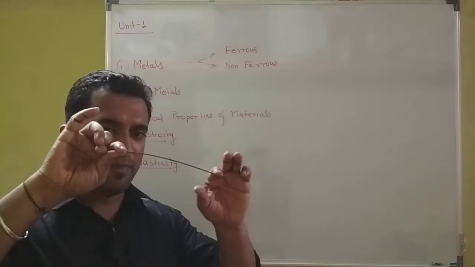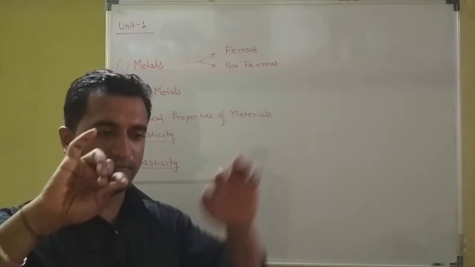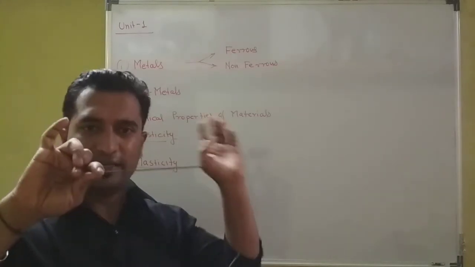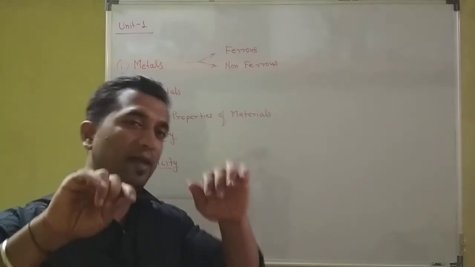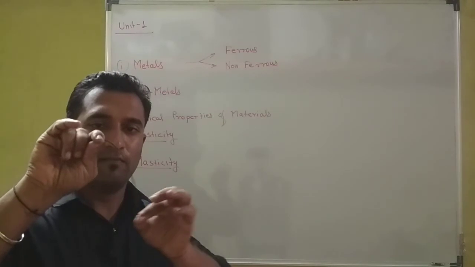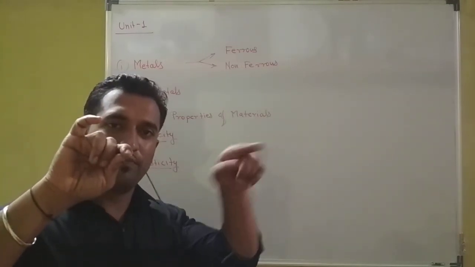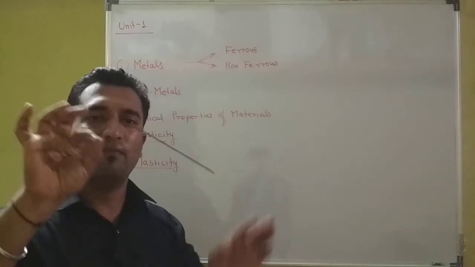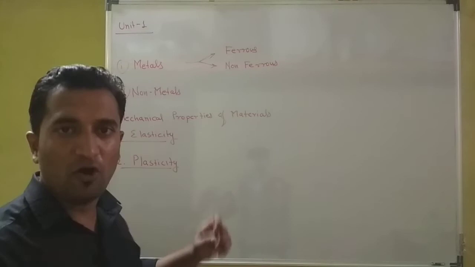See, I'll apply a load and I'll release. It is coming back to its original shape. I'll apply a load, I'll release. It is again coming back to its shape. But if I apply a load beyond the elastic limit, what will happen? Is it coming back to its original shape? No. See, this becomes permanent deformation. This is called as plasticity of a material.